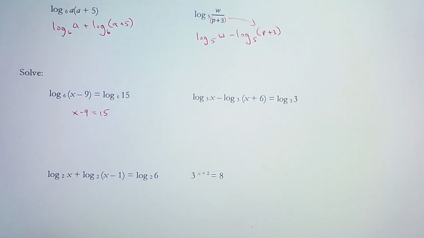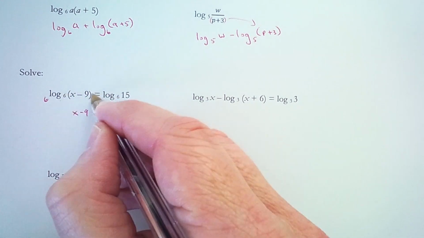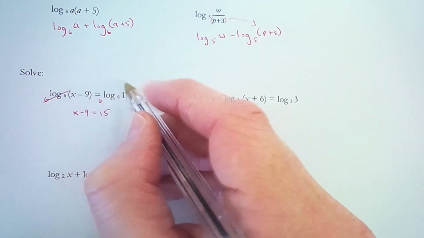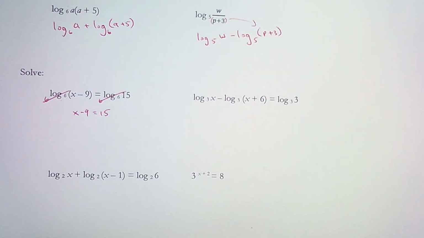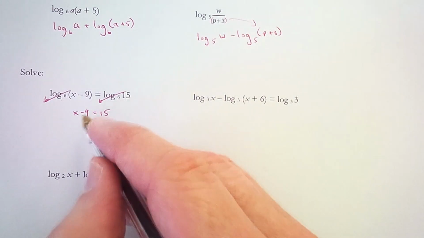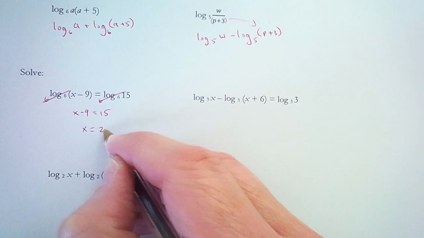A trick that comes in handy sometimes is to use a base 6 and treat these as exponents, and these will cancel. Now, it's not really necessary here, but it's a nice trick to have in our bag for certain situations. So then we're going to add 9 to both sides, and we're going to get x equals 24.